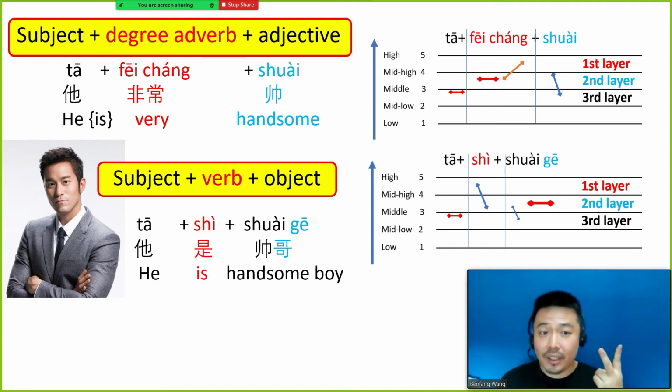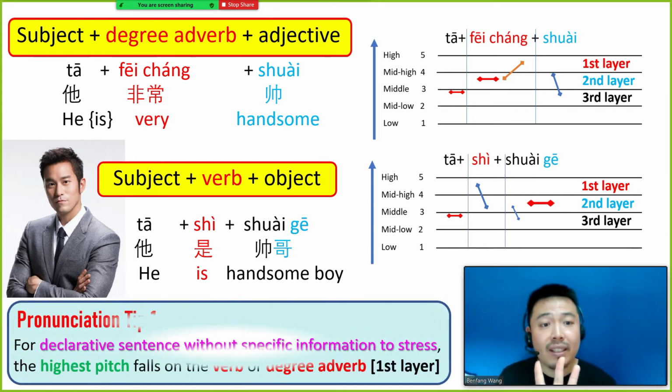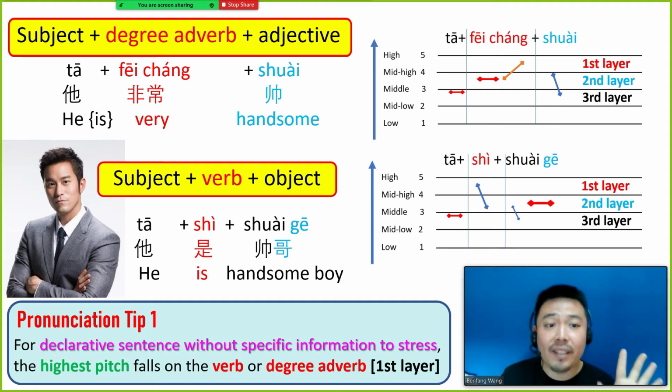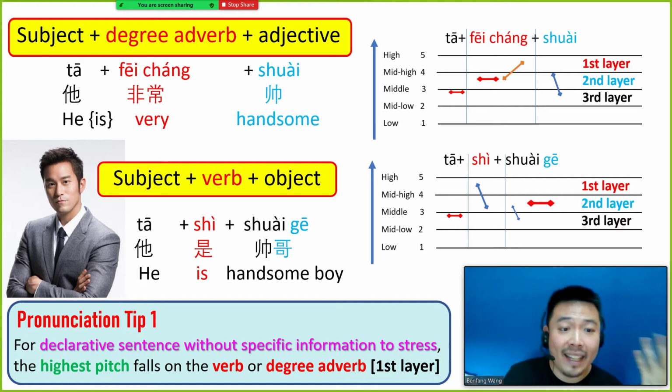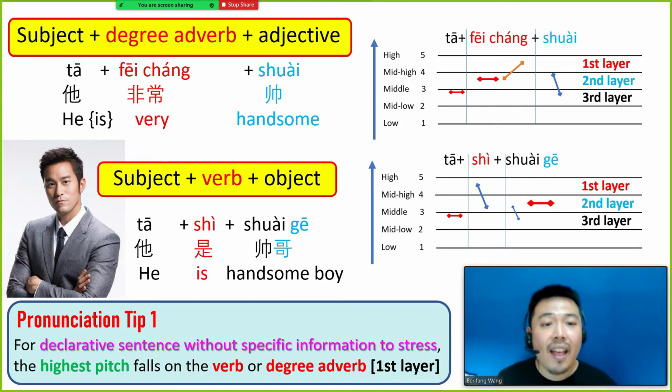So in Chinese, we have these 2 simple sentence structures: subject, degree adverb, adjective, and subject, verb, object. For instance, he is very handsome in Chinese is 他非常帅, 他非常帅. He is a handsome boy. 是 is the verb to be. 他是帅哥, 他是帅哥.